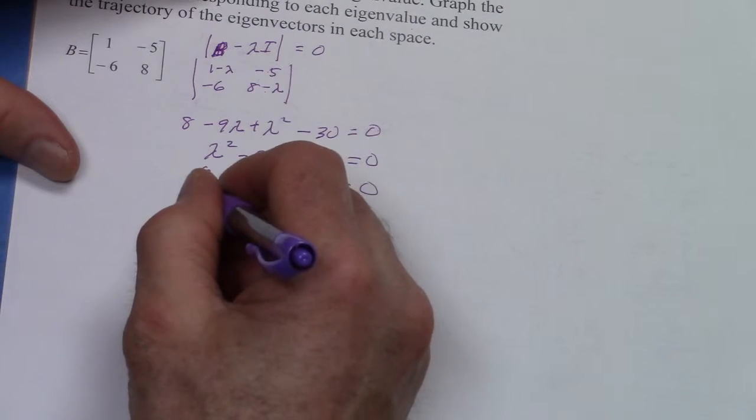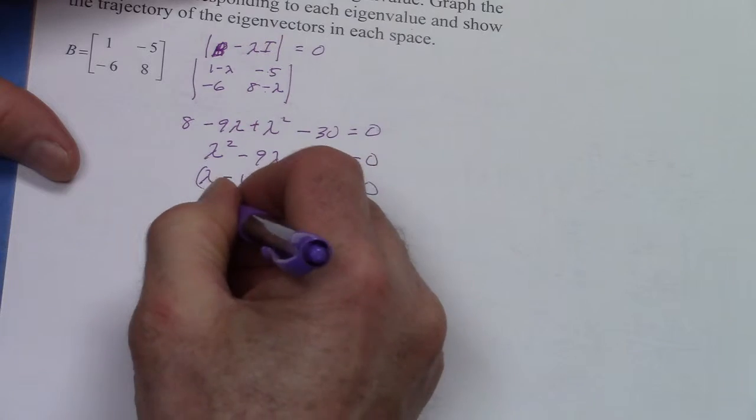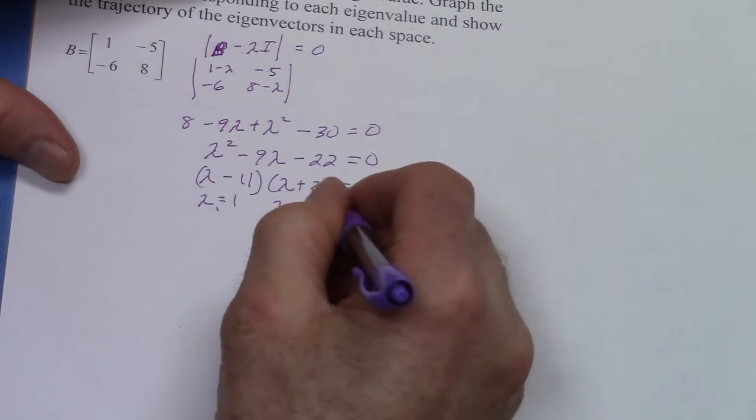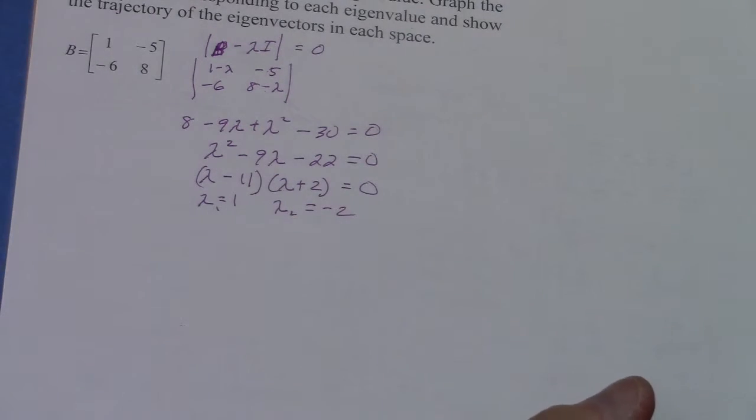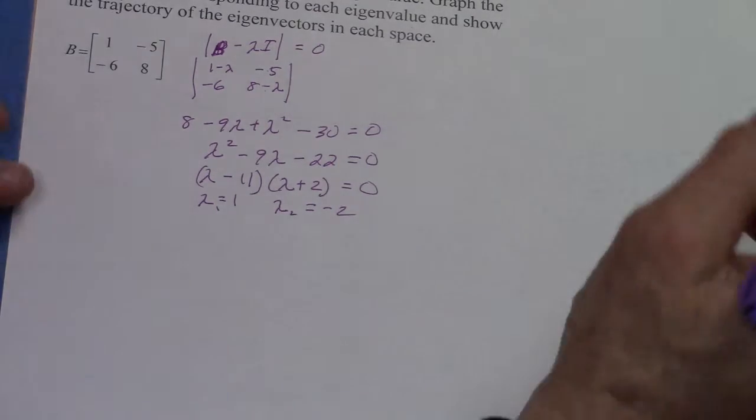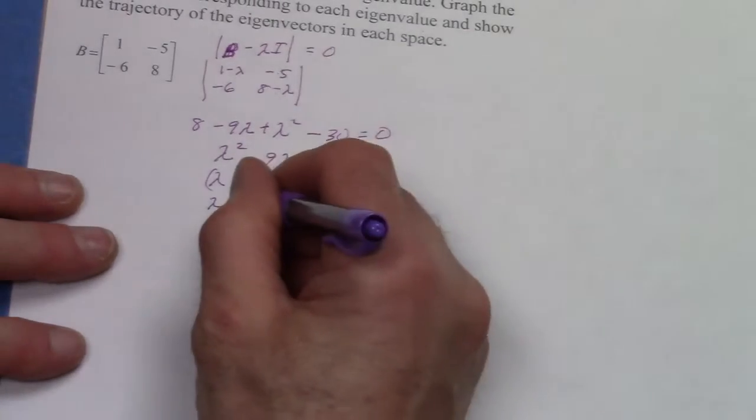So our eigenvalues are, of course, lambda equaling 11 for the first one. Negative 2 will be our second one. So that's an 11.